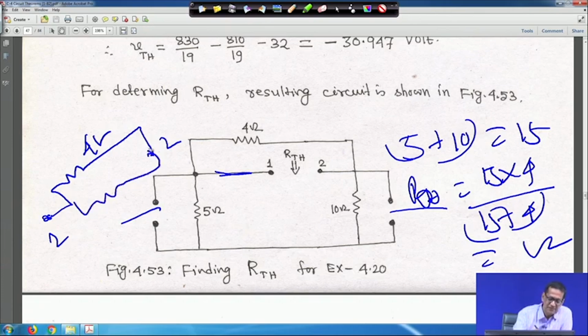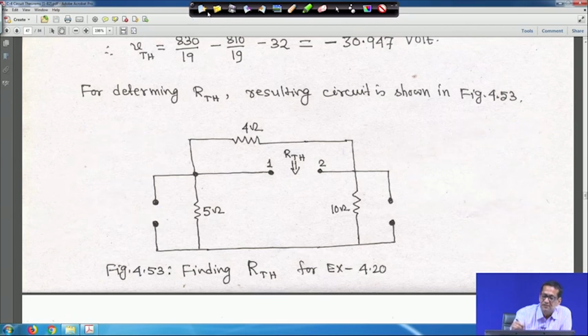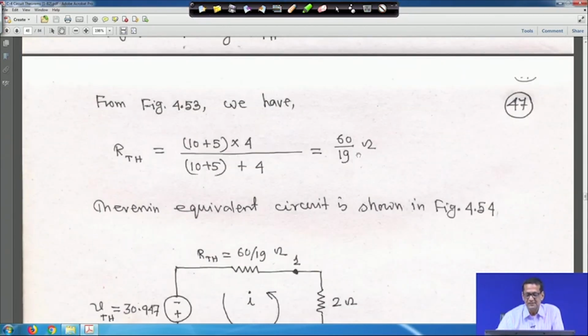So, here it is actually 15 ohm, and this is 1 2. So, 4 and 15 are in parallel. So, whatever it comes, in this case R Thevenin will come to 60 by 19 ohm.